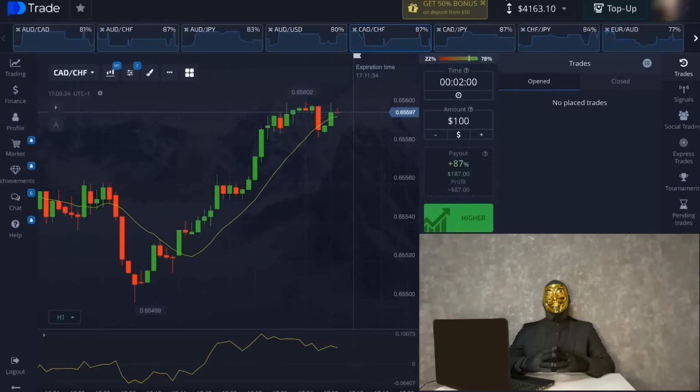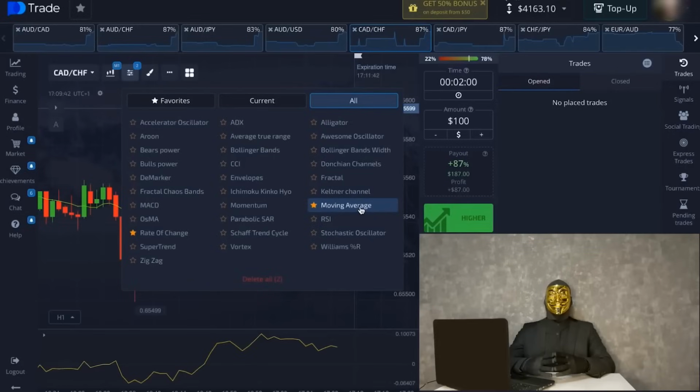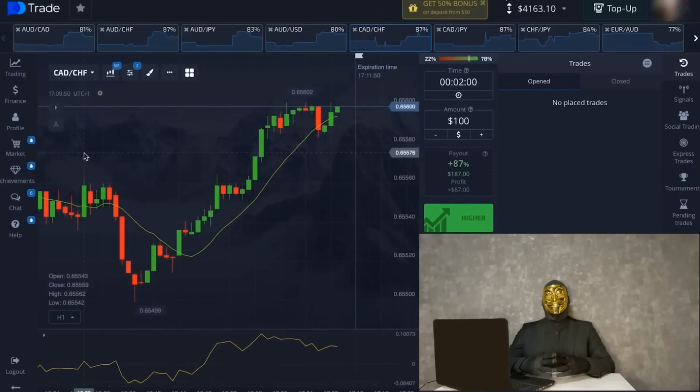First, you need to add two indicators to your chart. This is the moving average indicator and the rate of change indicator. Next, you need to configure these two indicators. I have already edited and configured them. The settings for these indicators will be in the description of the video.